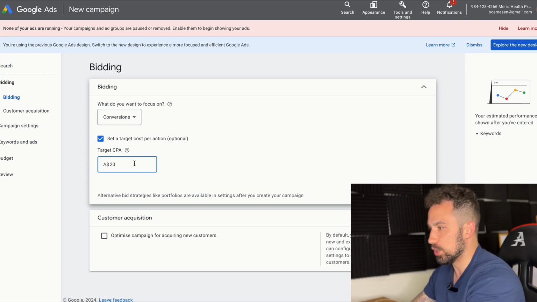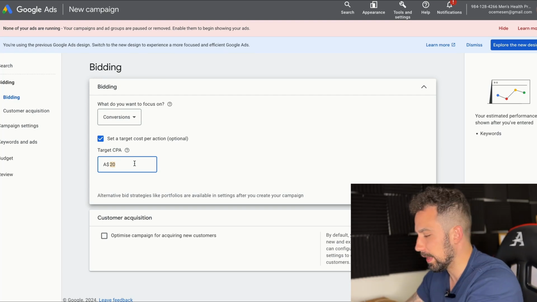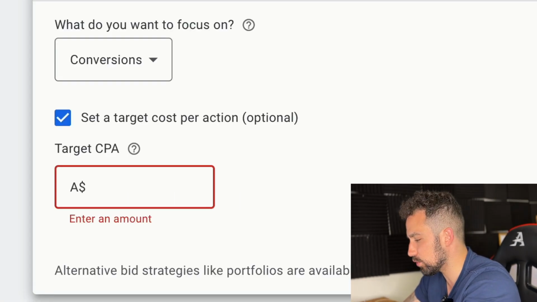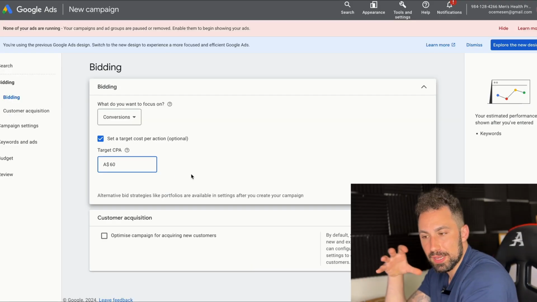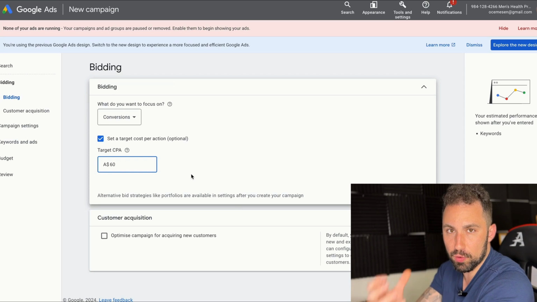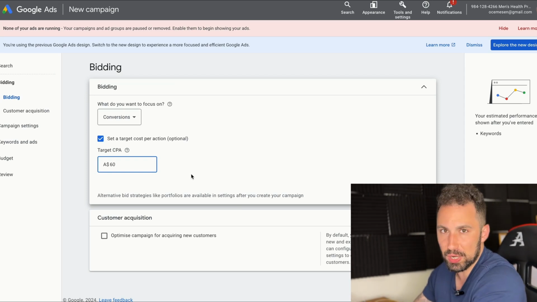So what I suggest, you have to look at your last 30 days. And if it is at $50, you have to set it to $60. So this is going to give it a good amount of leeway to work towards a lower target cost per action. It's going to try to lower it.